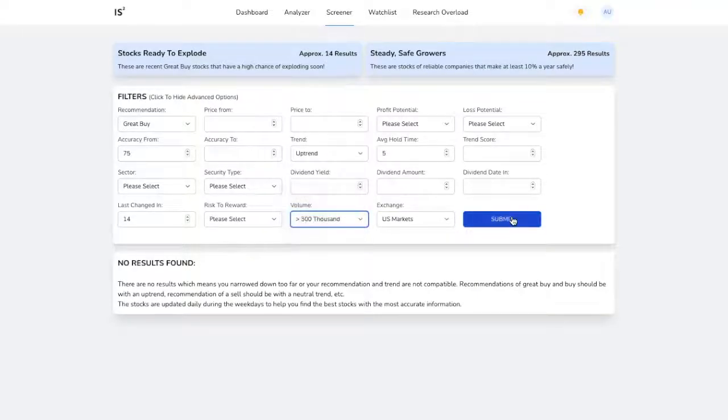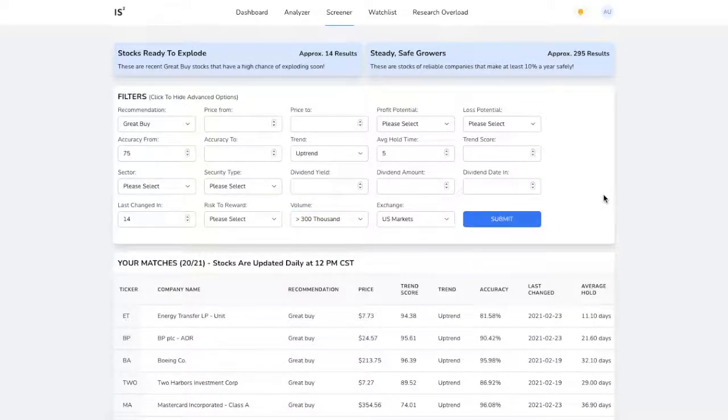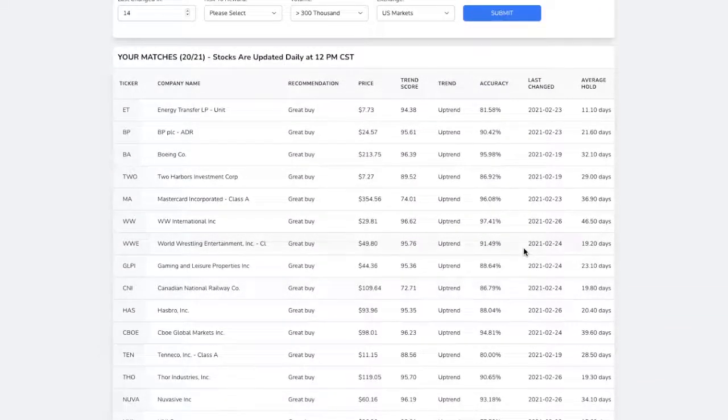Looks like we can't find anything. Let's go 300,000, just because we want a stock to be liquid. We want a stock that has a lot of volume so we can quickly get in and out of it. And this is going to be our list right here. So we have 21 stocks from this list.